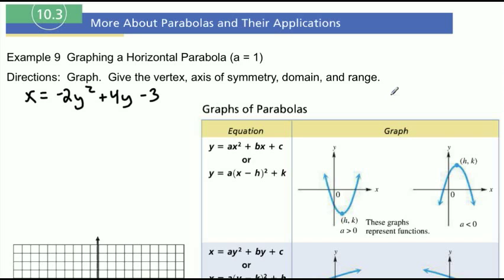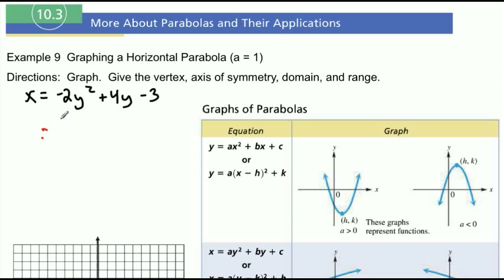All right, so let's go ahead and graph this horizontal parabola where a is 1. So the first thing that we want to do in order to graph this is write this in vertex form. And so we're just going to use what we learned in the beginning of this section, and that is use the steps of completing the square.